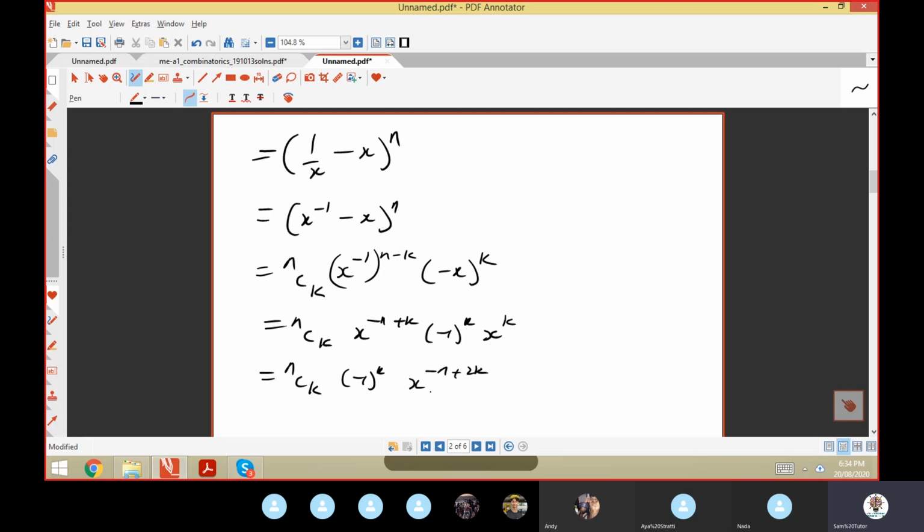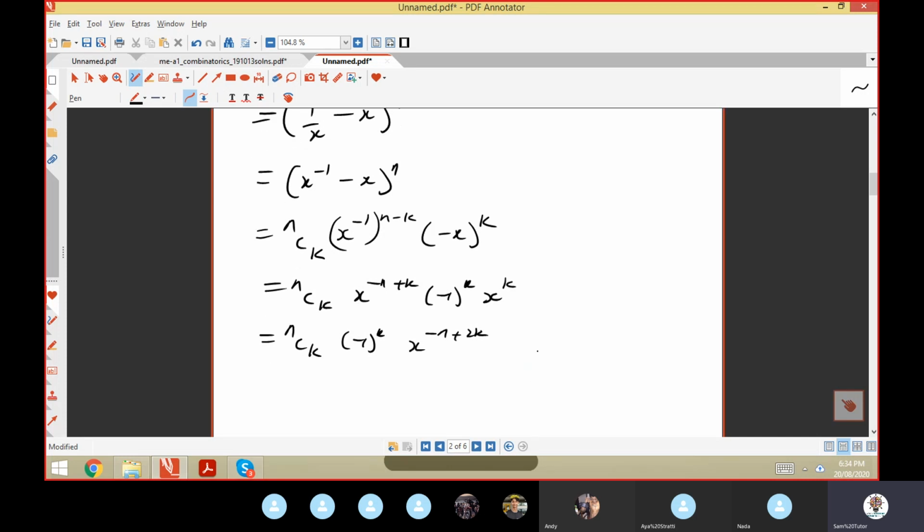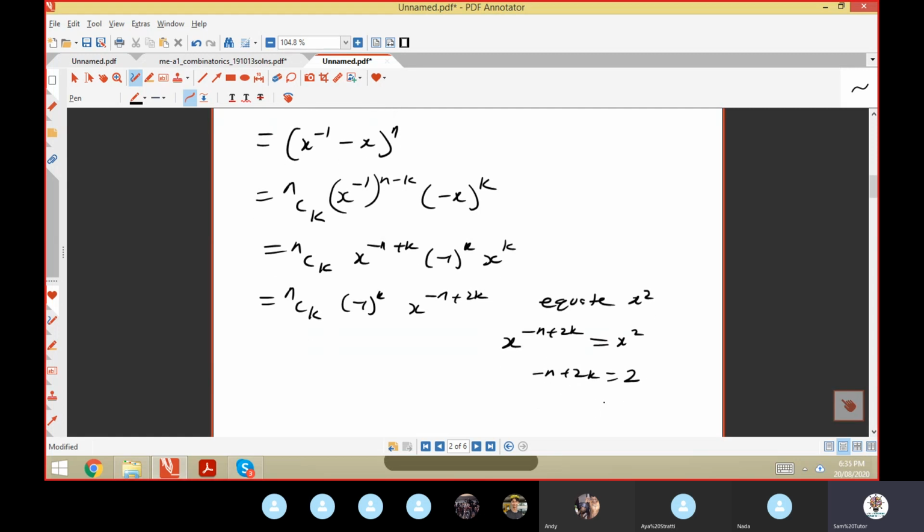Okay, now I need this to be squared, right? So we want to equate our coefficients of x squared. Equating x squares means we want x to the negative n plus 2k to equal that. So negative n plus 2k equals 2. Or in other words, if you want to solve for k, which is what you're meant to do, k must equal 2 plus n on 2, so 1 plus n on 2 when you simplify.